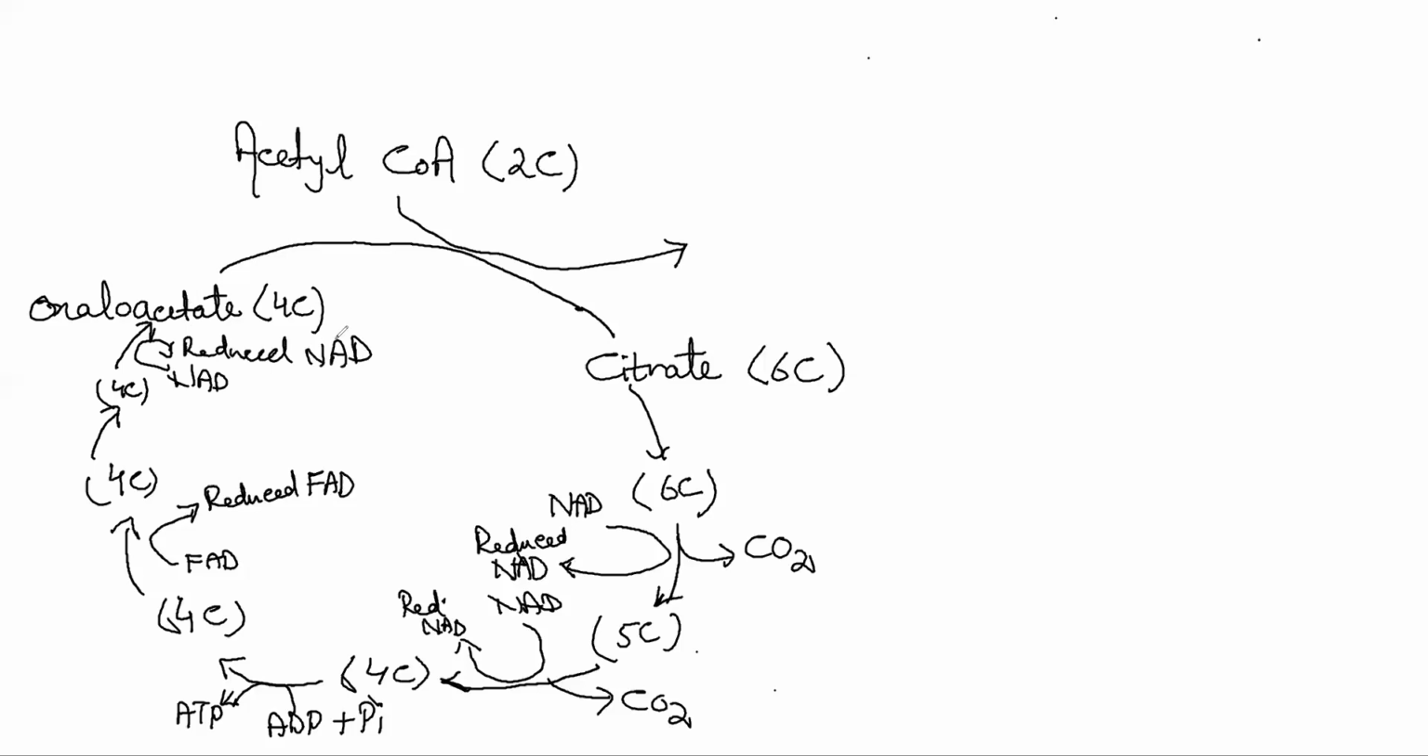So this is the Krebs cycle. Okay. Now, when acetyl coenzyme A combines with the oxaloacetate, this coenzyme A is regenerated. It's going to leave, right?